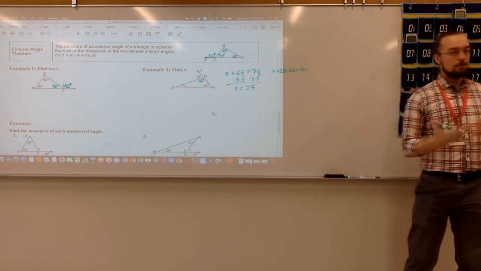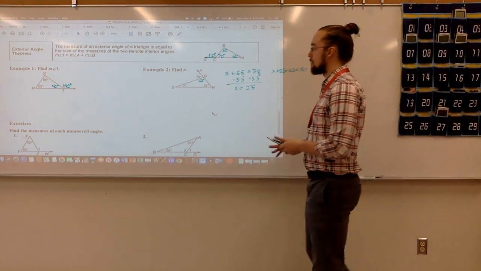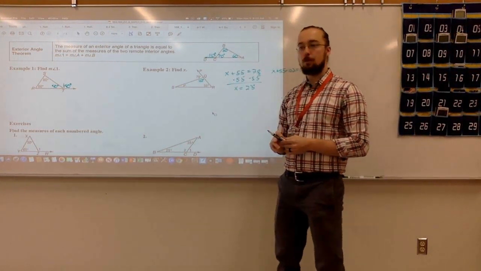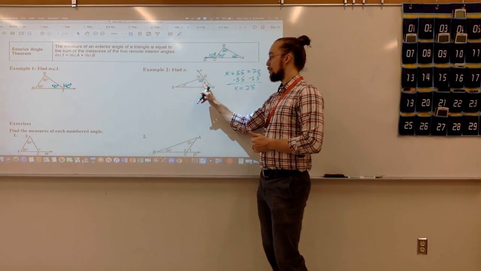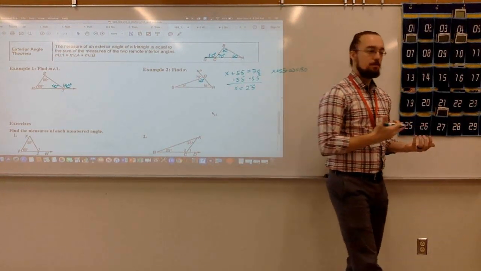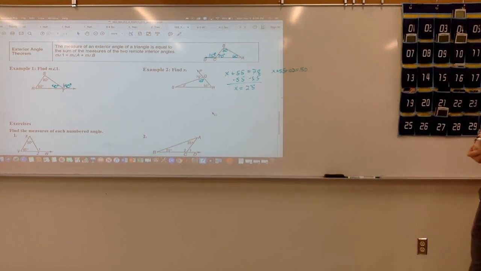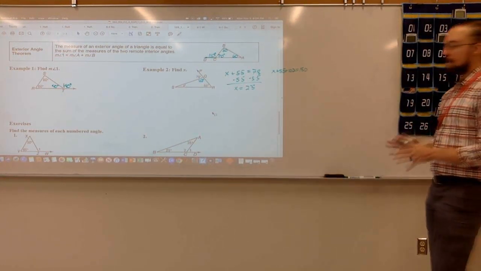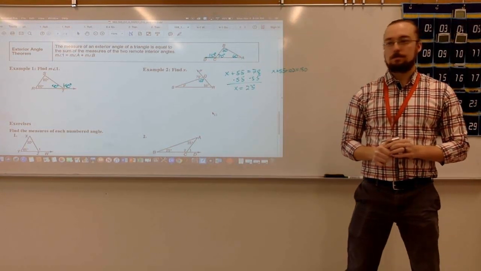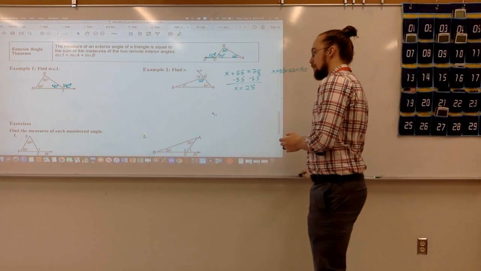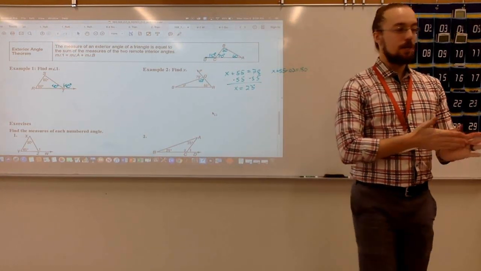So if you forget the exterior angle theorem at some point, you can always just use the fact that these are a linear pair, and then the triangle adds to 180. Right? Questions on this idea? All right, let's take a few minutes, try the exercises down below.